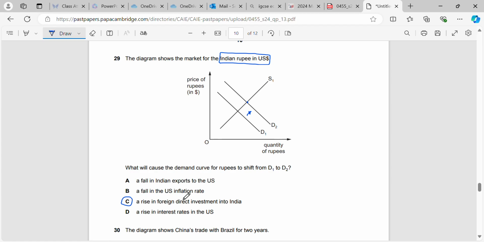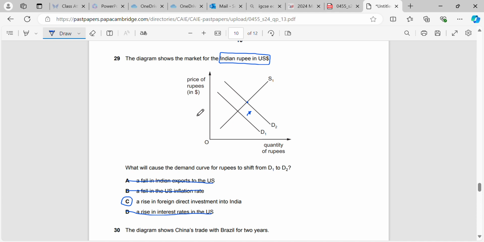So more companies are moving into India, hence the reason why there is a need to trade Indian rupees into US dollars. So the other reasons here are incorrect in this case. They will all result in either supply shifting or they will result in demand shifting to the left.